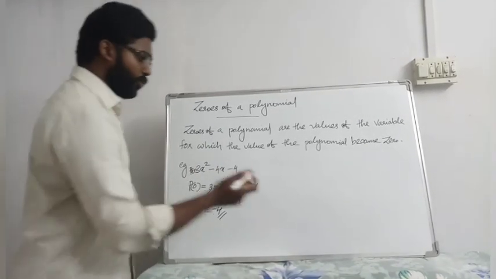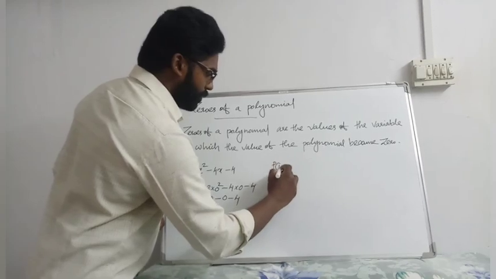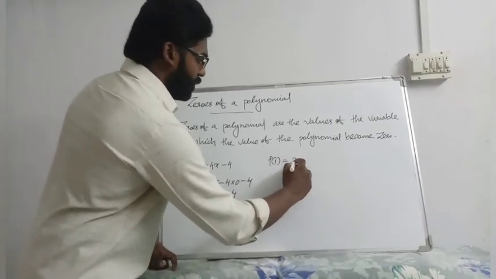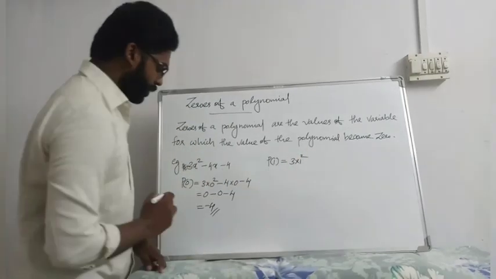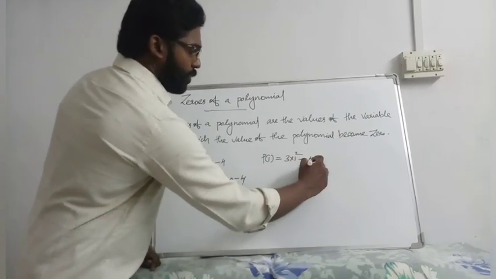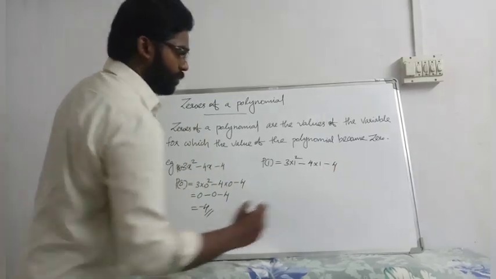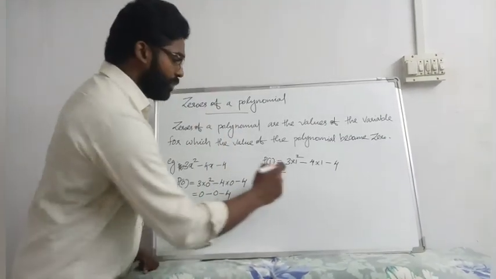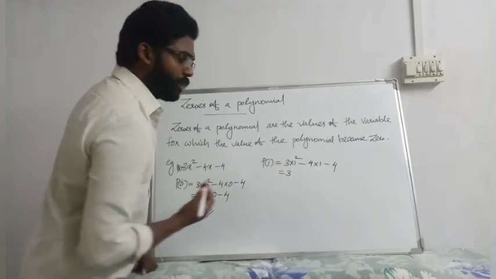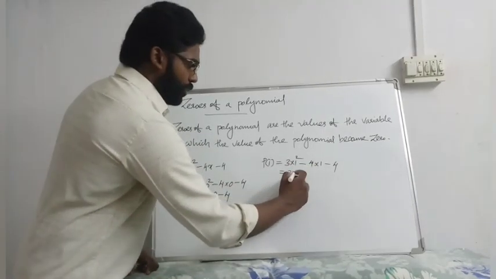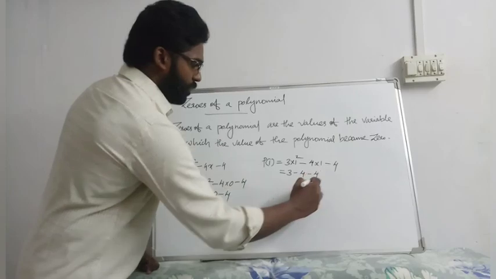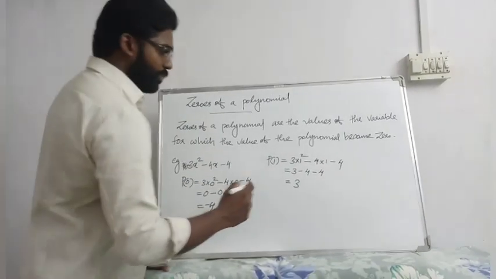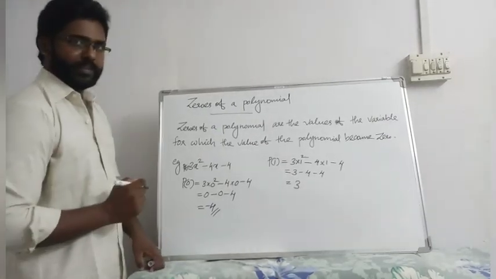Next we check for 1. P of 1: 3 into 1 square minus 4 into 1 minus 4. 1 square is 1, 3 into 1 is 3. Minus 4 into 1 is minus 4, and minus 4. What is the value? 3 minus 4 and minus 4. What is this?